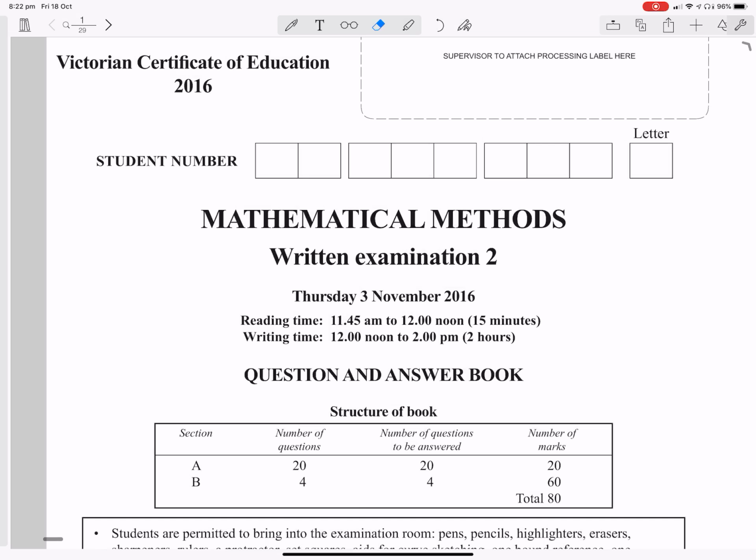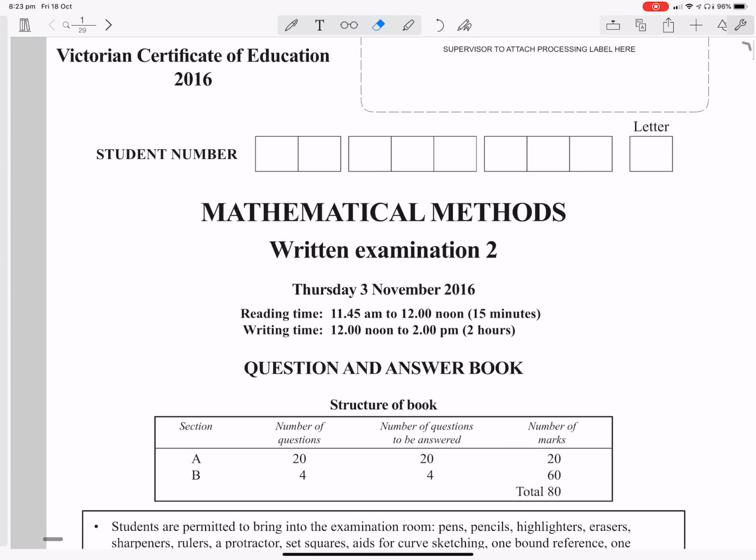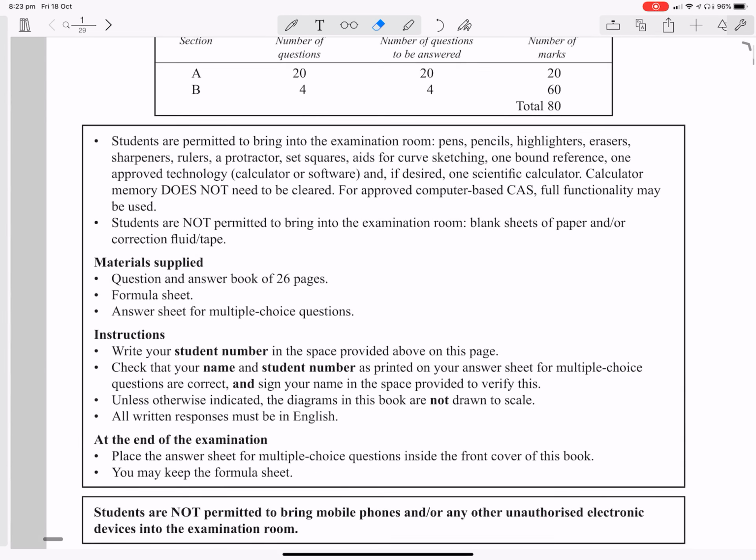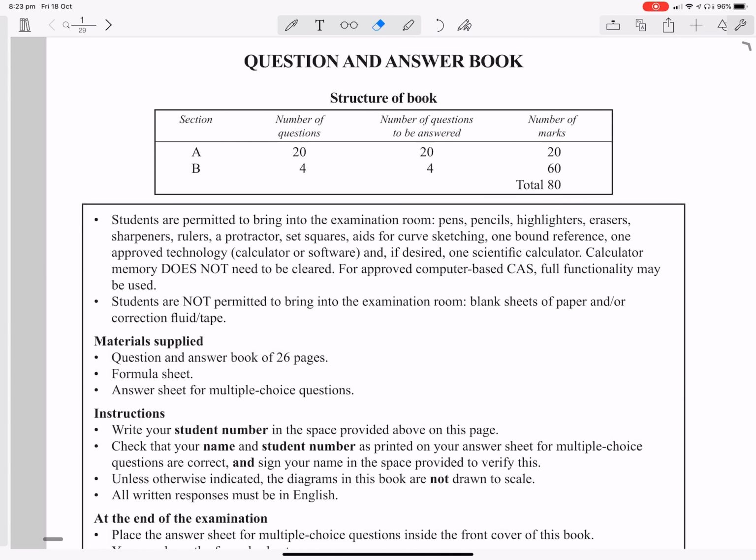Just had quite a few requests for this exam, so I thought it was time to fire up and have a crack at it. I'm sure I've done this before, probably 3 years ago when it came out. It's pretty much exactly the same as all the other exams in this study design. We've got 4 questions, sometimes 5, and 20 multiple choice.